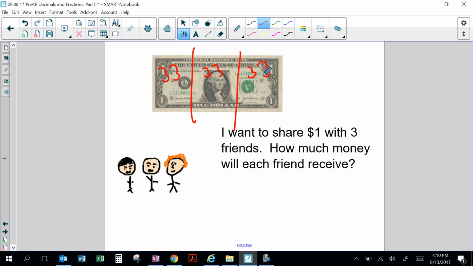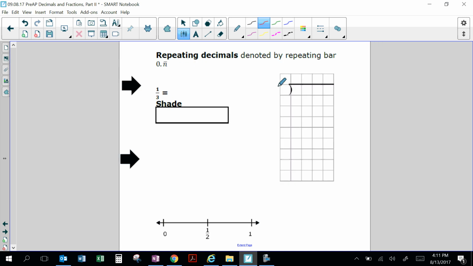I cannot give a penny to Curly, because Curly will get mad at Mo, and so on and so on. So I need to split that 1 cent into thirds. So it'll be 33 and 1/3 for each person. Well, that would be considered a repeating decimal. We're going to learn something called repeating decimal.